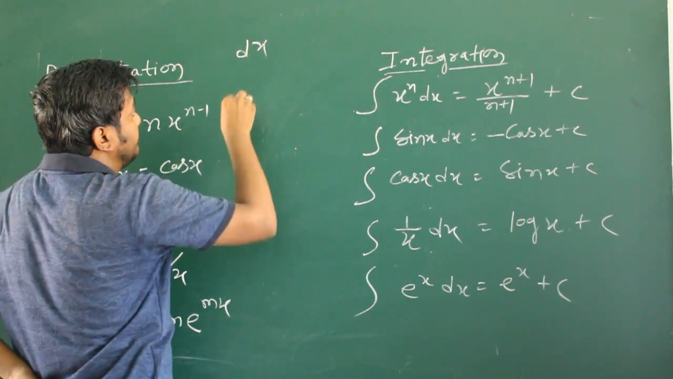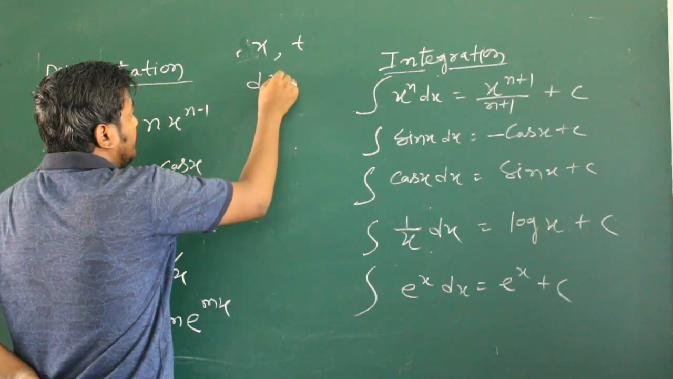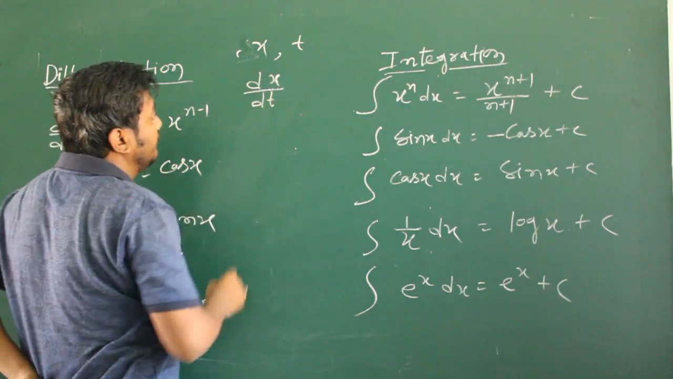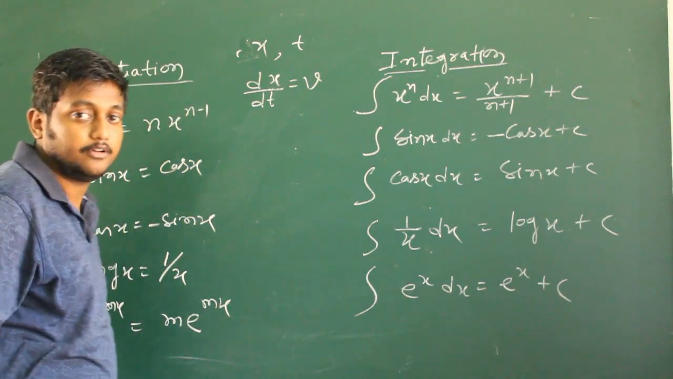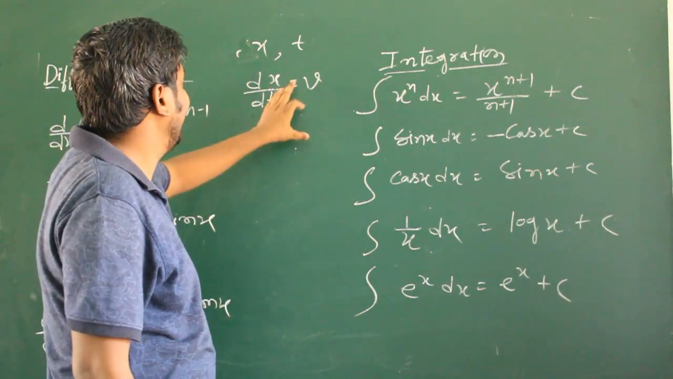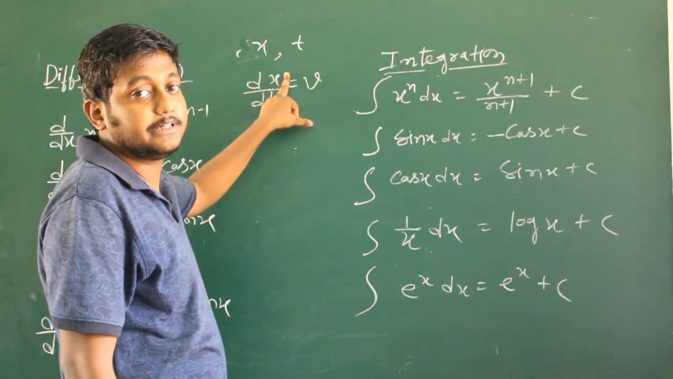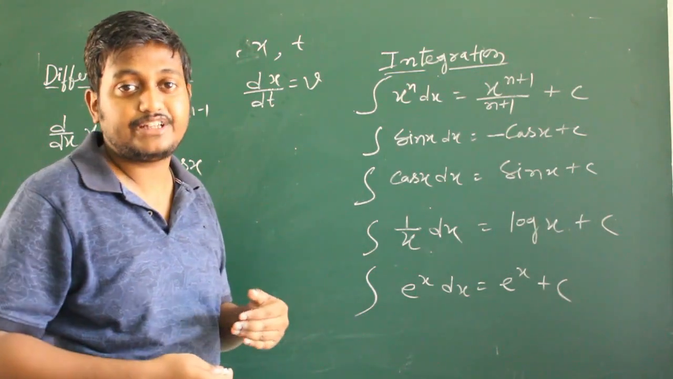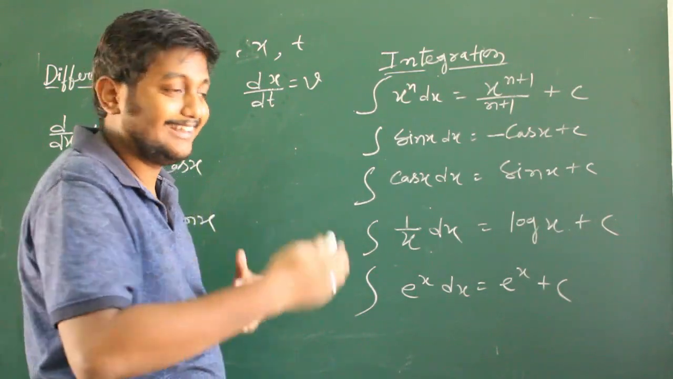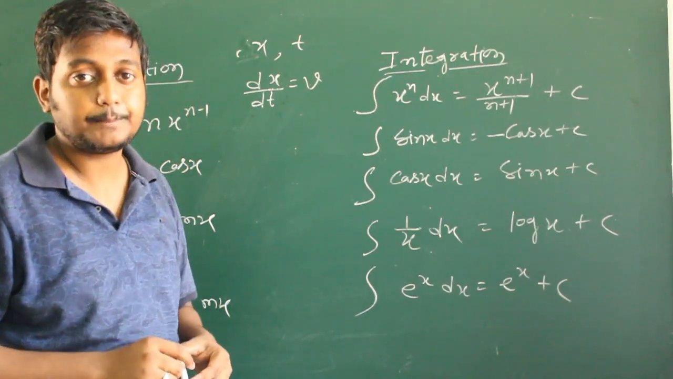Suppose x is displacement and t is time. So dx by dt is called velocity. That means it is the rate of change of x, the displacement, with respect to time. How much it changes with time is denoted by differentiation.